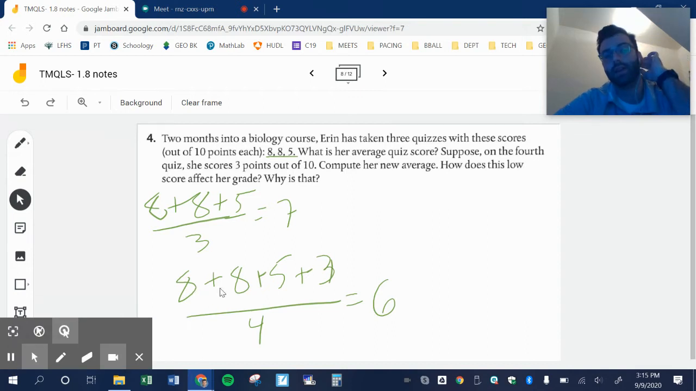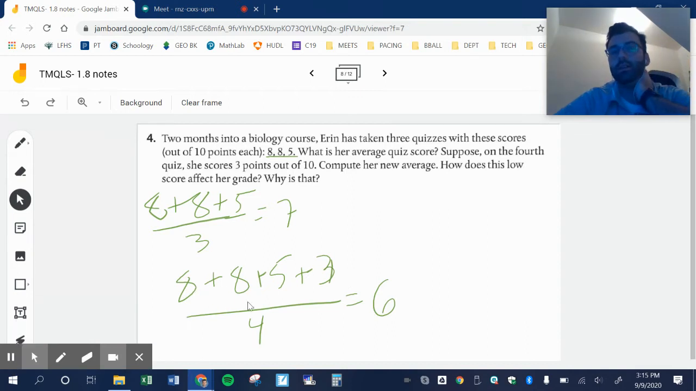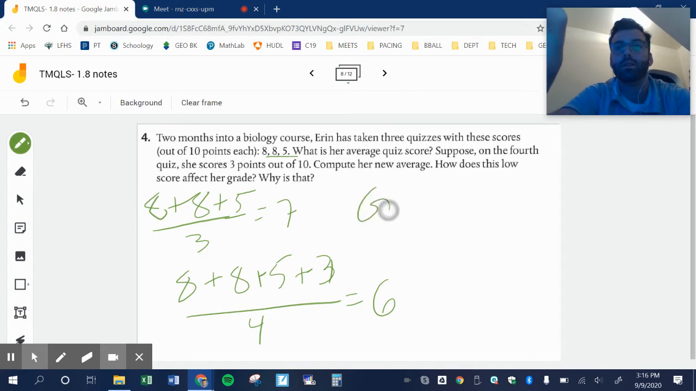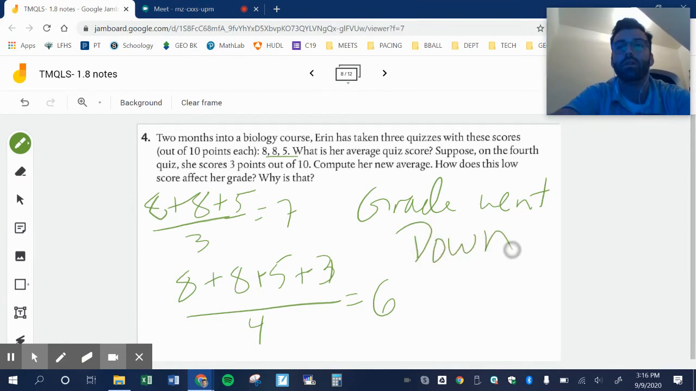So I did 8 plus 8 plus 5 plus 3, and then divided by 4 because there are the 4 scores, and I got an average of 6. So how does the low score factor in? Obviously you could tell that it brought her grade down. Grade went down. Why is this true? Because a 3 is significantly lower than a 5 or an 8. All right. You could also write that here.